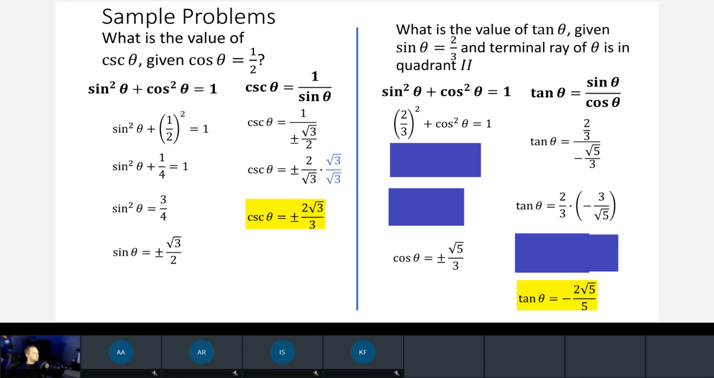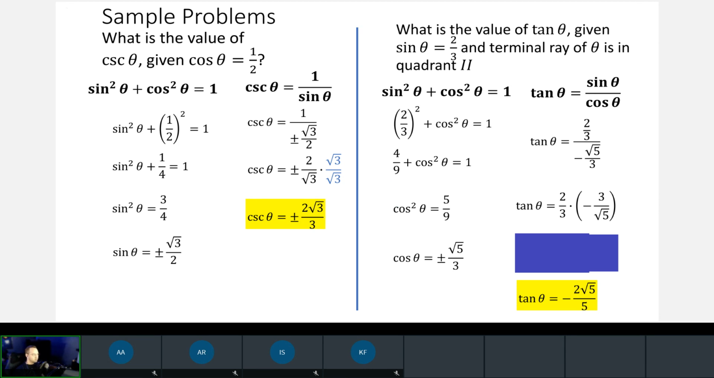Why? Oh, did I not? I didn't even show the work for this. All right. So, yeah, and then you have to rationalize. That's something we can never forget. And that's how we get negative 2 rad 5 over 5.